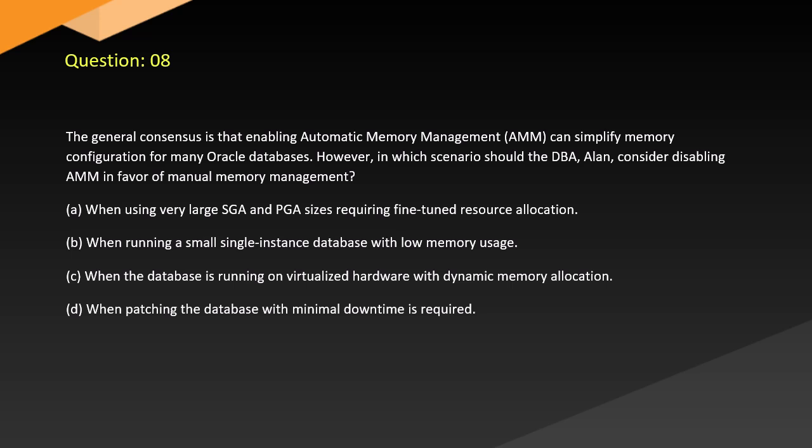Question 8. The general consensus is that enabling Automatic Memory Management (AMM) can simplify memory configuration for many Oracle databases. However, in which scenario should the DBA, Alan, consider disabling AMM in favor of manual memory management? A. When using very large SGA and PGA sizes requiring fine-tuned resource allocation. B. When running a small single-instance database with low memory usage. C. When the database is running on virtualized hardware with dynamic memory allocation. D. When patching the database with minimal downtime is required.